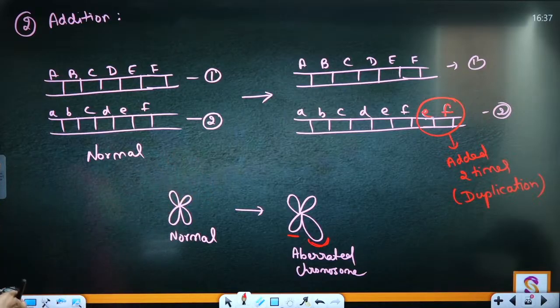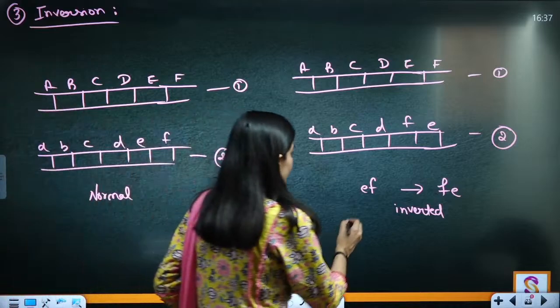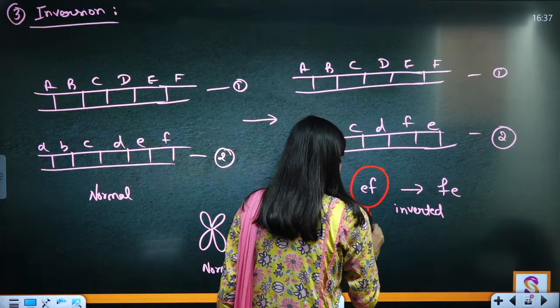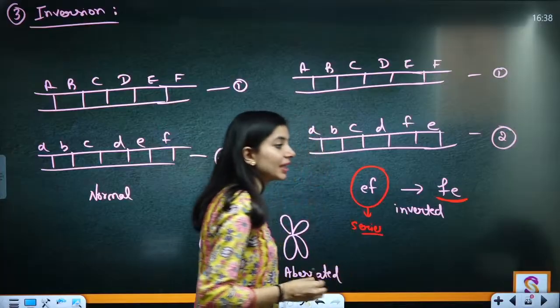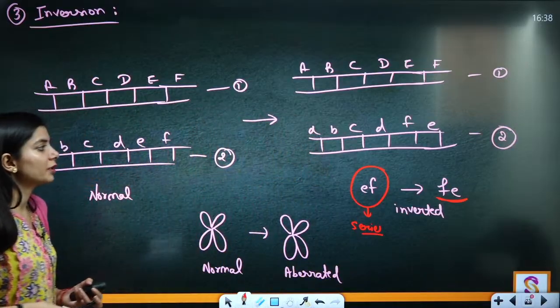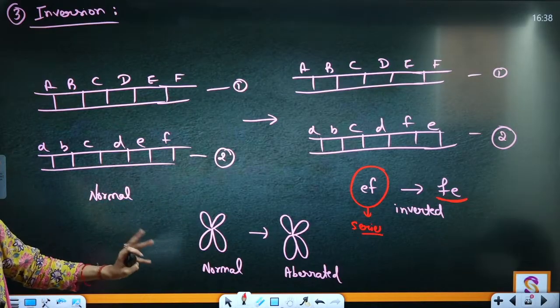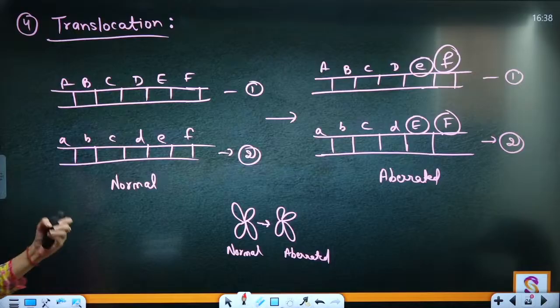Fine. So this is the duplication. Now, in case of inversion, inversion means what? Inversion means E, F, this should be the series, but the series is being changed. It is being inverted, and that's how we used to specify that this part is being inverted. From this perspective we can say the shape would be the same, but there is an error in terms of structure.